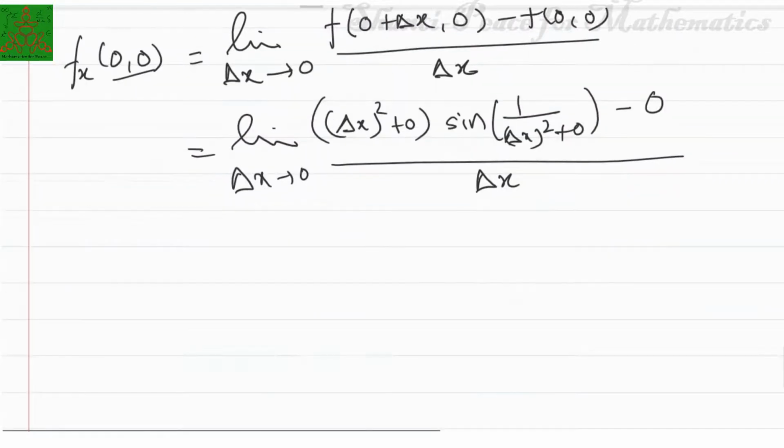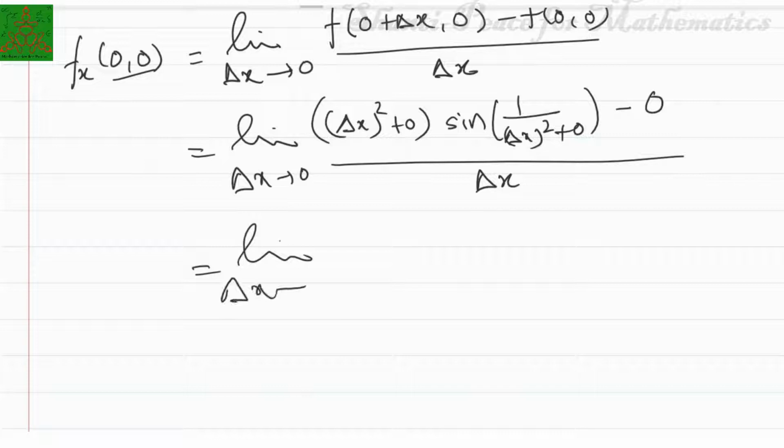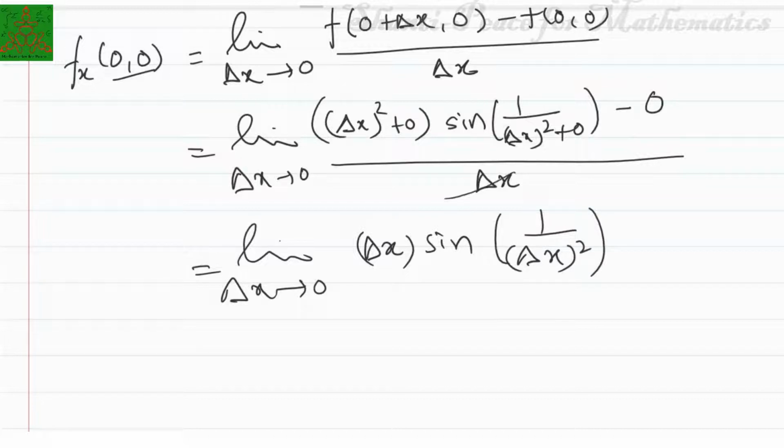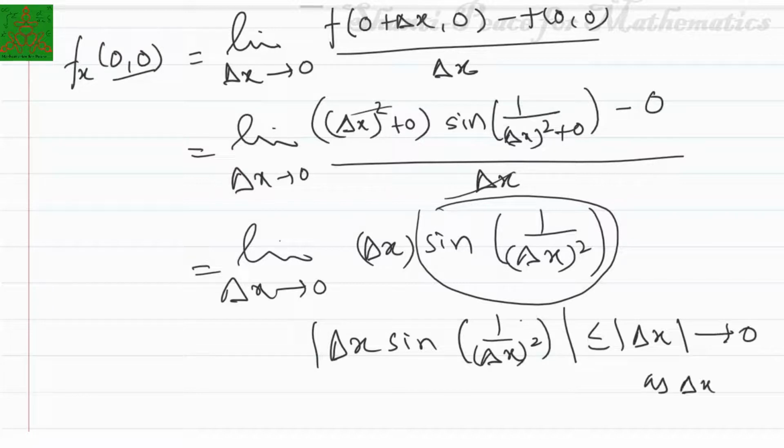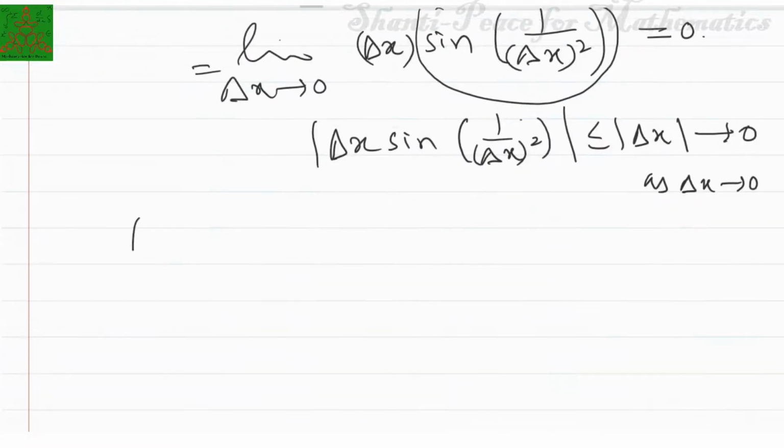So you just observe what will be the limit as delta x tends to 0. This is delta x into sine of 1 upon delta x square, because one delta x is cancelled with this. So we'll have this one. This sine quantity is bounded. So I can say that mod of delta x sine of 1 upon delta x square is less than or equal to mod of delta x, which tends to 0 as delta x tends to 0. So that means this limit is 0, and fx at (0, 0) is 0.